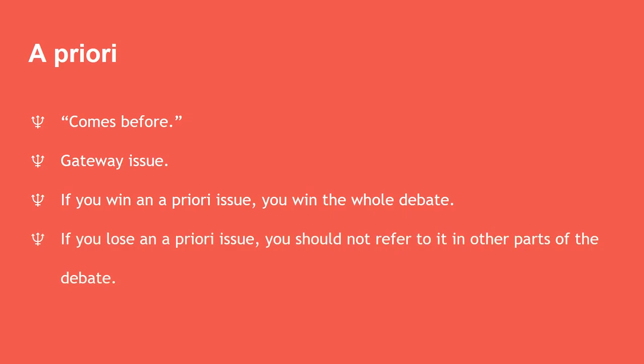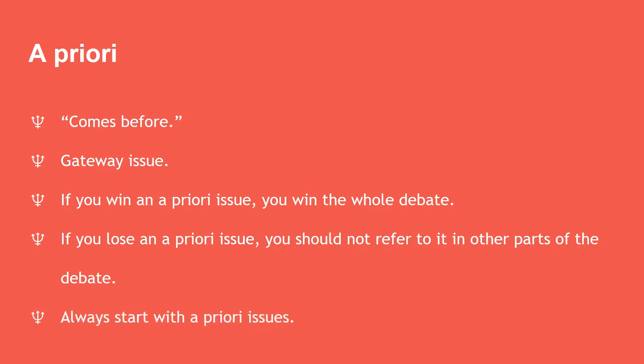Similarly, if you lose an a priori issue, it just doesn't affect the rest of the debate. So meaning, let's say at the top of the debate, you have something saying that minimum wage should be blah, blah, blah, right? If you win that argument, you win the whole debate. If you lose the argument, you have to have the rest of the debate as though you never made the topicality. So the rest of your debate should not count on the topicality winning. I'll explain that more later on.